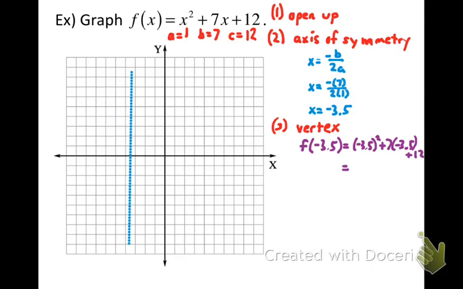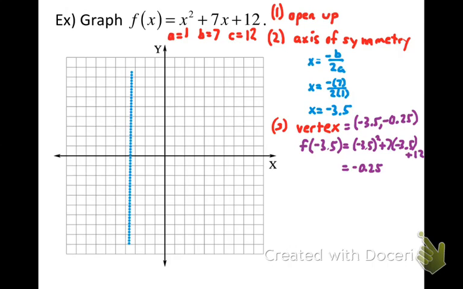Now, be careful, follow order of operations here. I'm not going to do these calculations out loud for the sake of time in this video, but follow order of operations. And when you do, you're going to find that f of negative 3.5 is negative 0.25, which then tells me that the coordinates of the vertex are negative 3.5, negative 0.25. So there you have it.